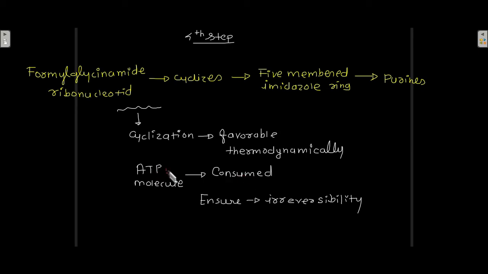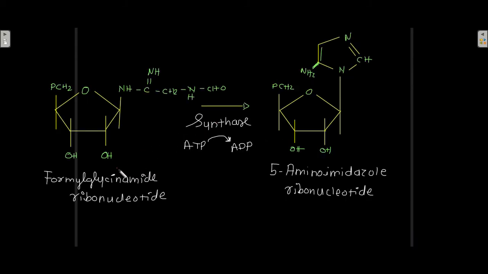But why is this ATP molecule consumed? To ensure the irreversibility. This cyclization reaction should be irreversible. That is the reason why one ATP molecule is consumed in this reaction, even though this reaction is thermodynamically favorable. So this is how that reaction looks.